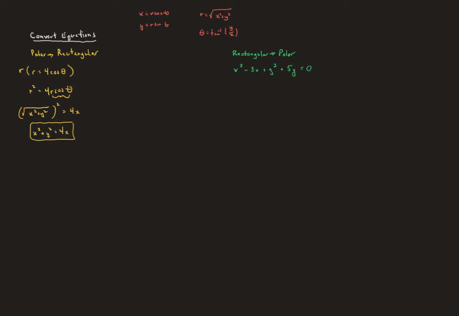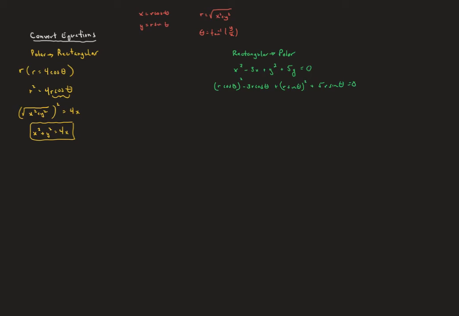Now, looking at the other one here, this rectangular to polar, we're going to try to get rid of these x's and y's. So what I'm going to do in this case is call that x squared r cosine theta squared minus 3, and then we get an r cosine theta for the x, and then plus an r sine theta quantity squared for the y squared, and a 5r sine theta for the y.